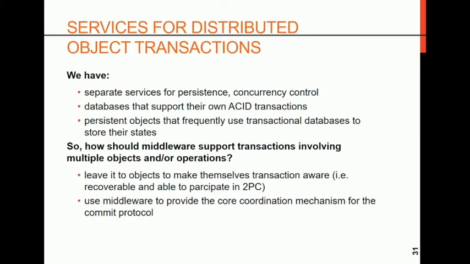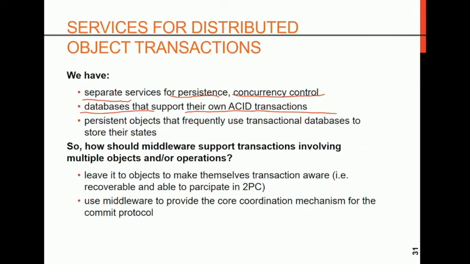Within distributed computing is the idea of component-based middleware. So within component-based middleware, we have separate services for persistence and for concurrency control. We have databases that support their own ACID transactions. So most databases do support ACID transactions. Whenever you try to write to a field within a database, the database will automatically lock it so that nobody else can access it at the same time and try to write to that same field. They don't allow concurrent access. They don't allow an inconsistent state to happen within the database itself.